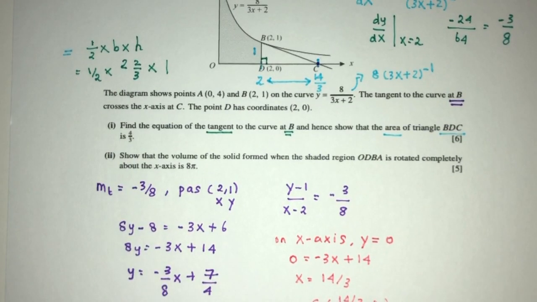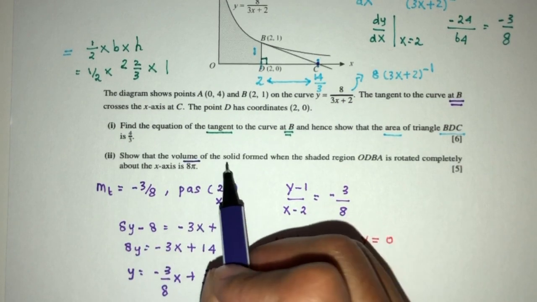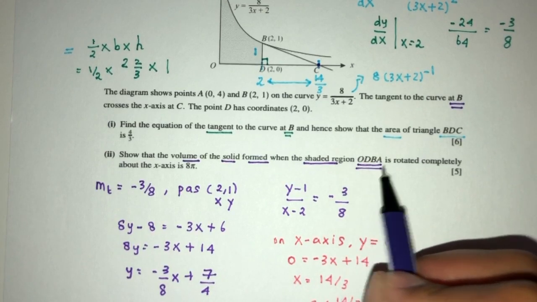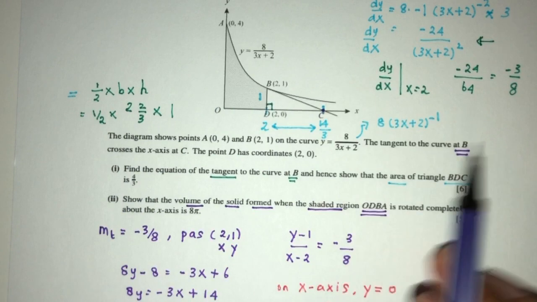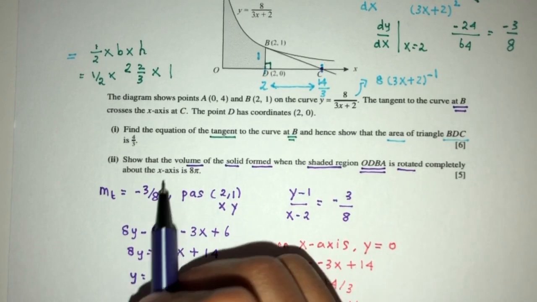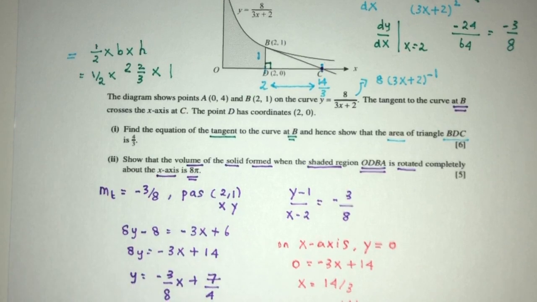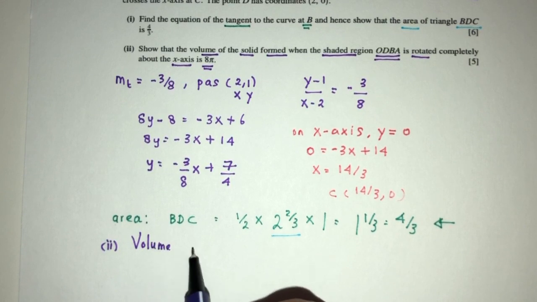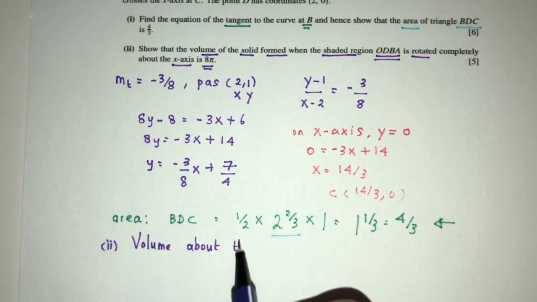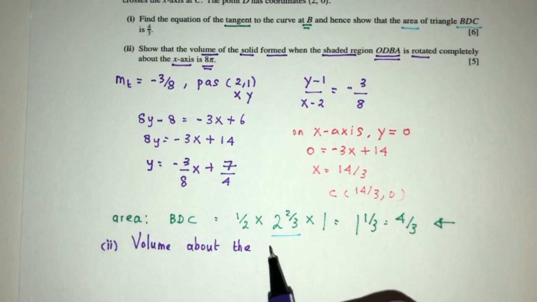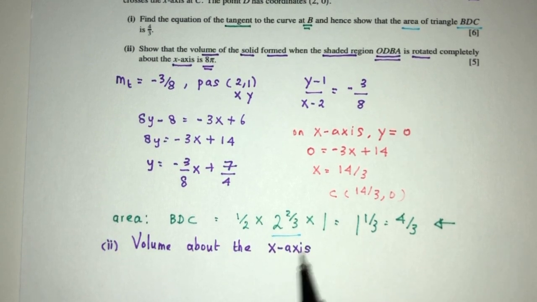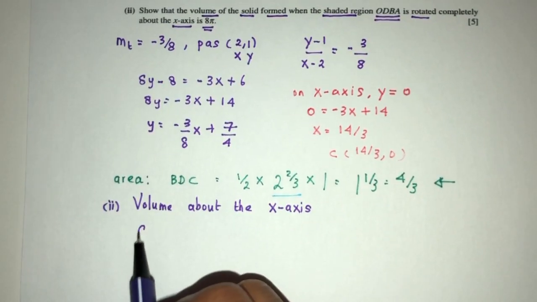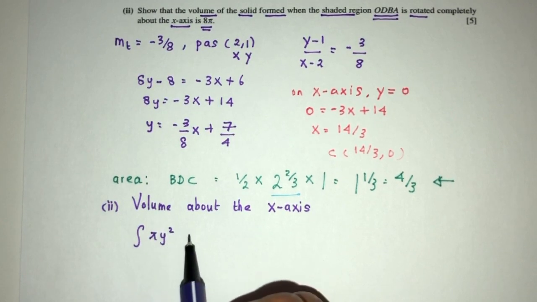Now for part 2, we have to show the volume of the solid formed when the shaded region ODBA is rotated completely about the x-axis. So how would you find the volume? Volume, rotation about the x-axis. Again, it is always best to know a formula that will help you with that. So we know it should be pi y squared with respect to dx.